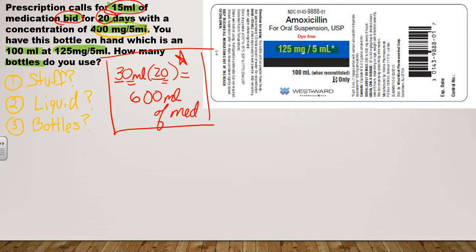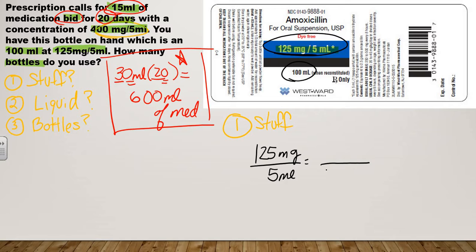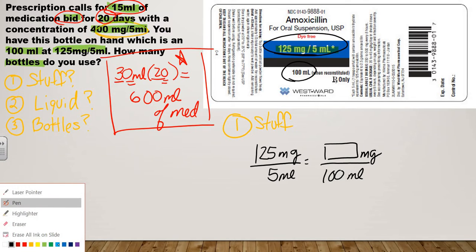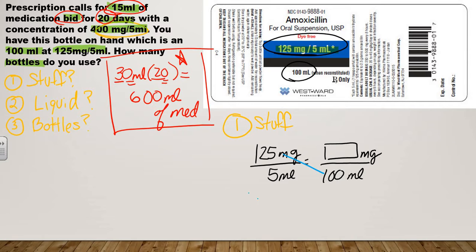Okay, step 1. I'm going to figure out how much stuff is in this bottle to begin with. So we start with the proportion we're given. We're given 125 milligrams at 5 milliliters. Out of this bottle, we're supposed to get 100 milliliters. So the question is, how many milligrams will that get us? Cross multiply.